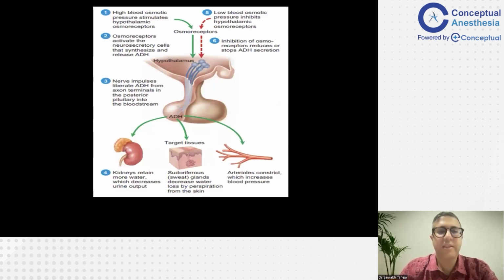A word about ADH. When high blood osmotic pressure stimulates hypothalamic osmoreceptors, they activate the neurosecretory cells that synthesize and release ADH. ADH from the axon terminals in the posterior pituitary is sent to the bloodstream, and acts in the kidney to retain more water. So it is anti-diuretic. Diuretic means releasing more water. It is anti-diuretic, so more retention of water happens and there is a decrease in urine output. It also acts on sweat glands, decreasing water loss due to perspiration from the skin, and also leads to arterial constriction, leading to an increase in blood pressure.